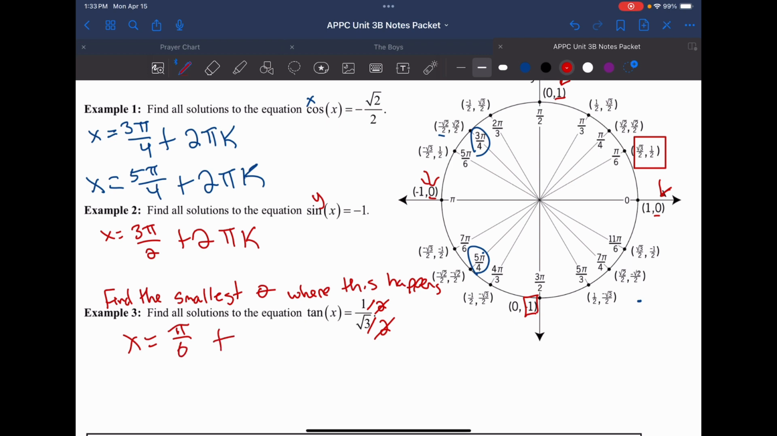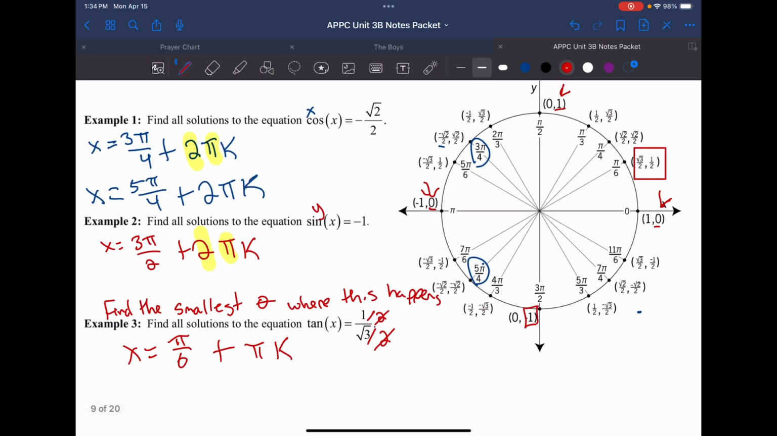And remember, the period is the main difference between these. The period was 2 pi for these, but in this, it's just pi for tangent, pi k. Because remember, why do I not have to write 7 pi over 6? Because negative 1/2 divided by negative square root of 3 gives me this answer, right? Well, if I add pi and go halfway around my circle, I end up at 7 pi over 6. So this one answer takes care of both.